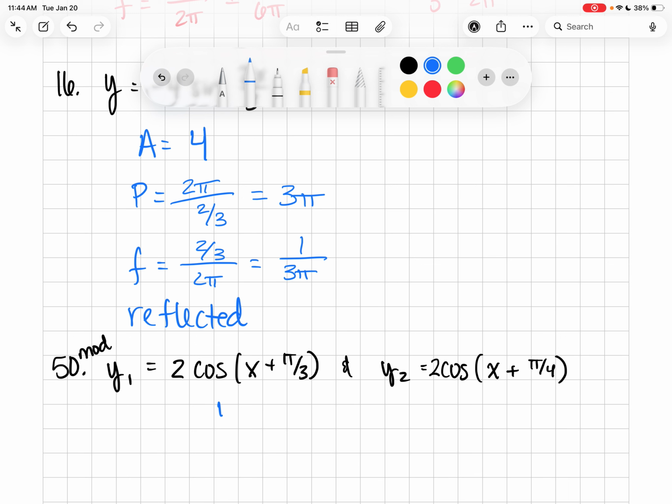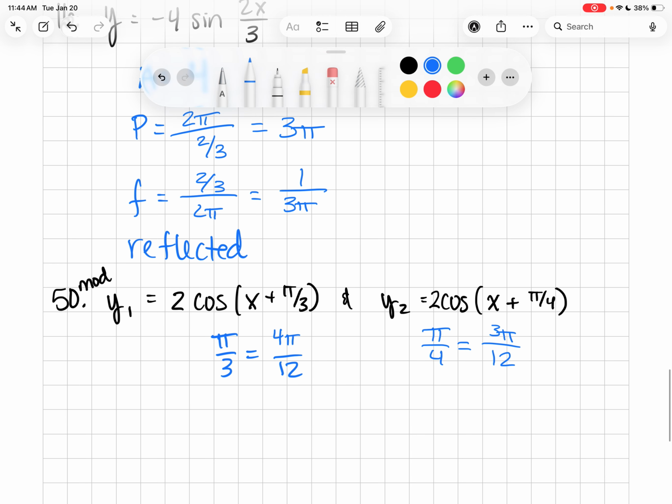So if I did that, pi over 3, what would the common denominator be? 12. So what would this be as something over 12? Yep, 4 pi over 12. And then what about this one? Pi over 4 as something over 12. So what's happening to get from this one to this one? Yep. So we move it left pi over 12. Okay? Because it's going from over here to the left.